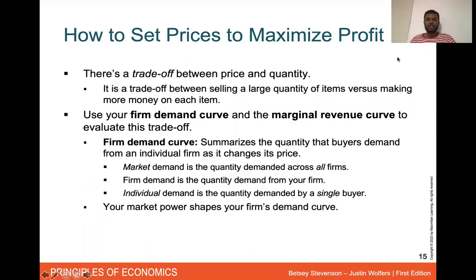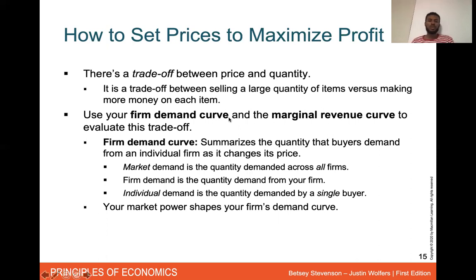So how do you set prices to maximize profit? There's a trade-off between price and quantity. It is a trade-off between selling a large quantity of items versus making more money on each item. So, for example, if you look at the supply and demand curves you guys have been looking at, firms could sell large amounts, but they're going to have to charge less to reach that quantity of people. So this is that trade-off.